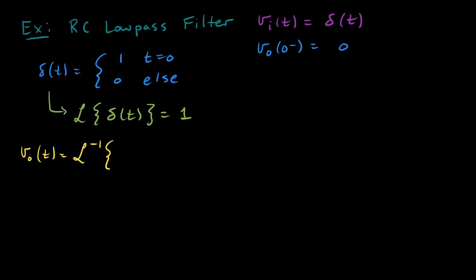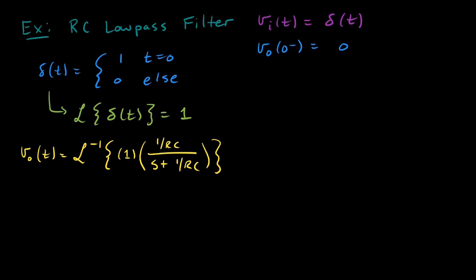So Vi of s in this case is just a 1. I'll go ahead and write it here, just a 1, just so we remember it's there. And then times 1 over Rc divided by s plus 1 over Rc. Right, so that adopts the strategy we just had on the last page, and I don't have any initial conditions, so I don't have to worry about that term.